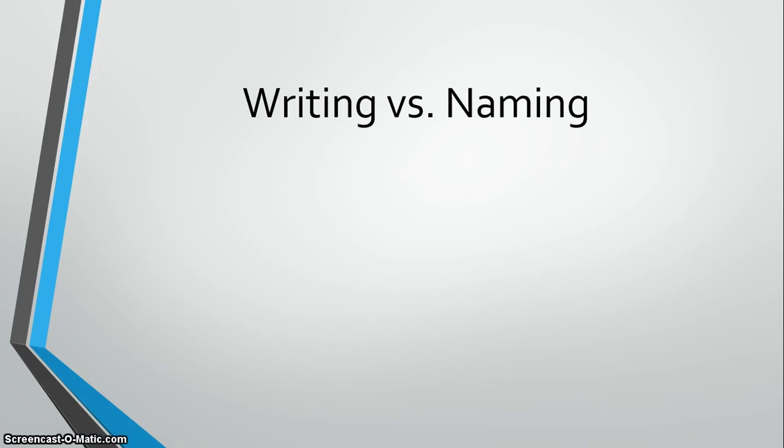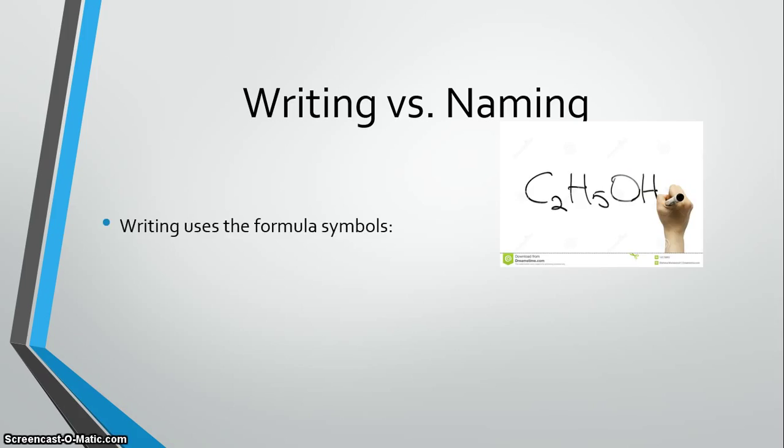Okay, so the first thing we have to do before we continue is that I need to let you guys know that there's a difference between writing a chemical formula and naming a chemical formula. Okay, so when I say that we're writing a chemical formula, that means that we're actually using the atomic symbols as we're writing down a chemical formula. So for example, H2O is a written form of water.